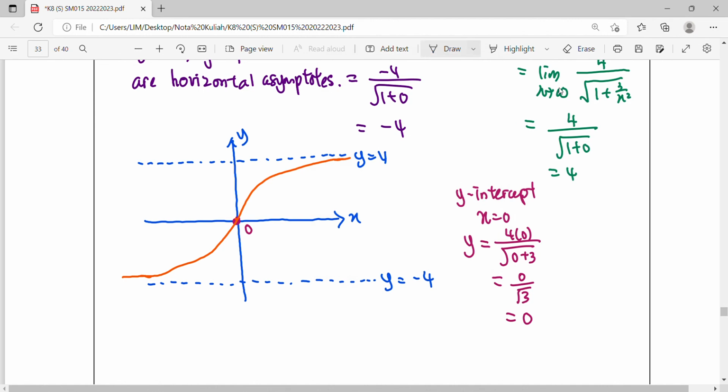So lastly, we just make sure our function is labelled. This function is 4x over square root of x squared plus 3. Double check. Function label, xy axis label, origin label, asymptote label. Then we're done.